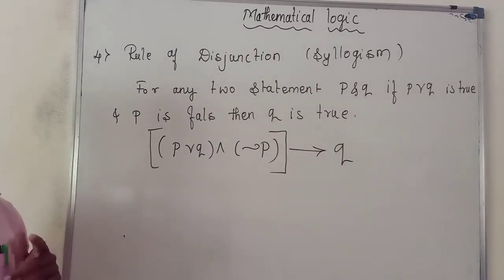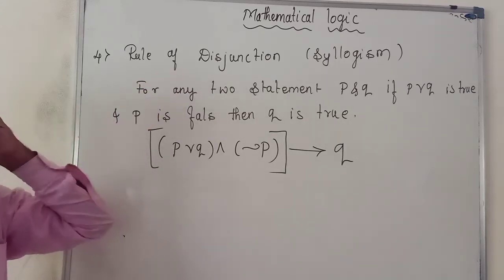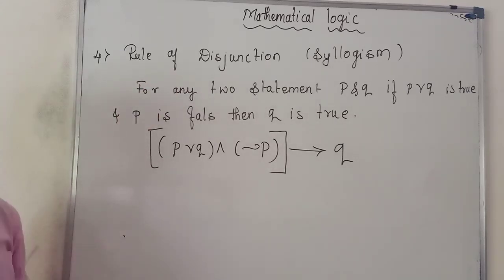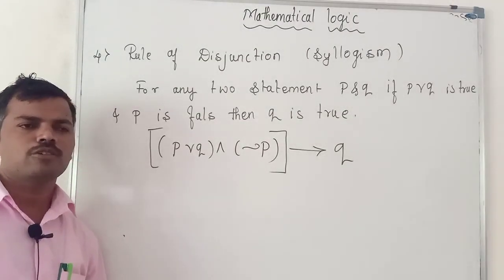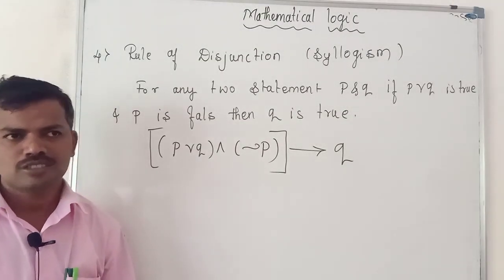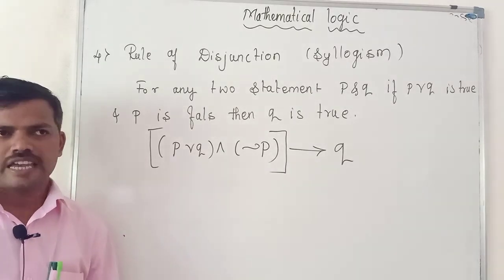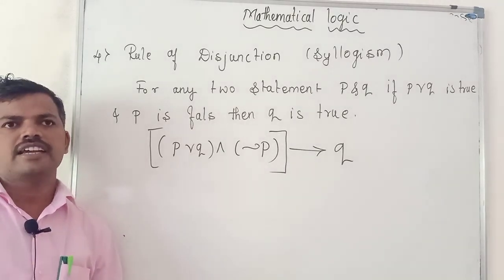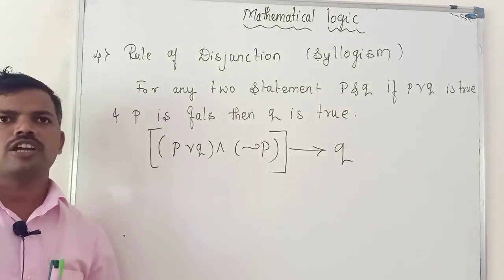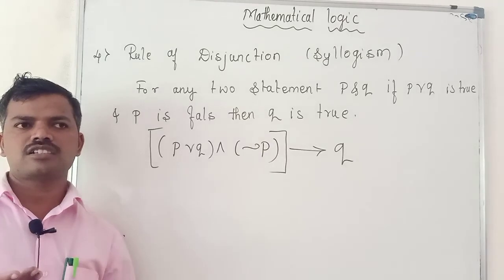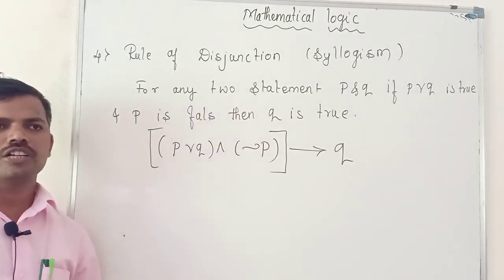So we have discussed certain rules, and next we move to solving the examples. After this come quantifiers, so we have to study quantifiers: universal quantifier and existential quantifier. Quantifiers are the phrases for every, for all, there exists. These are called quantifiers. We'll discuss the quantifiers.